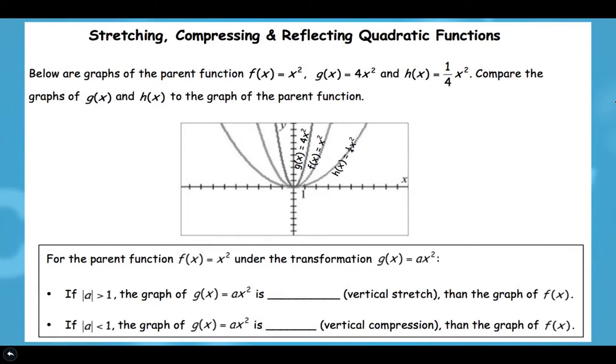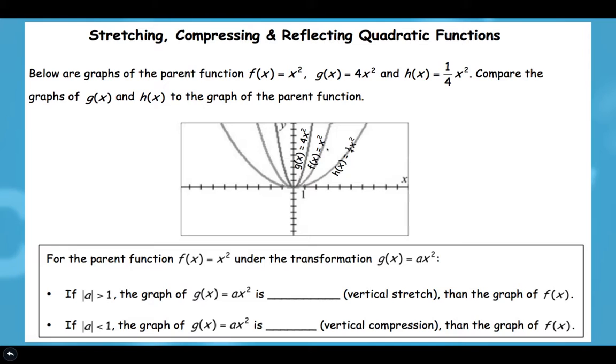So what we also did in class was, after this activity was over, we then moved on to the lesson packet of the day. So first page, below are the graphs of the parent function f of x equals x squared. We have g of x equals 4x squared, and h of x equals 1/4 x squared. And you are to compare the functions of g of x and h of x to the graph of the parent function. So that parent function right here in the middle.